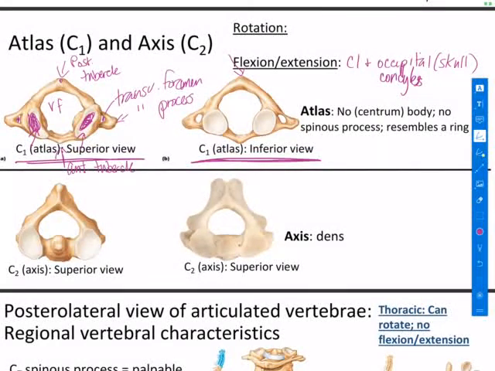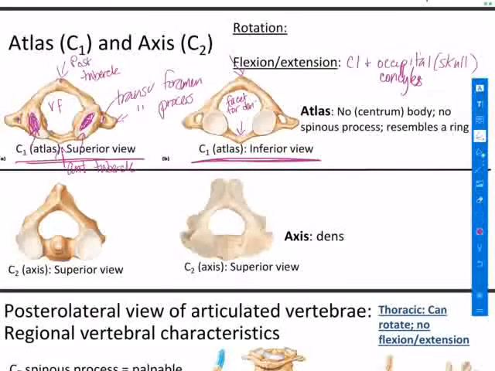Now, another thing that's worth pointing out is that there is a facet right here, and that facet is where C1 forms a joint with C2. It's called the facet for the dens.